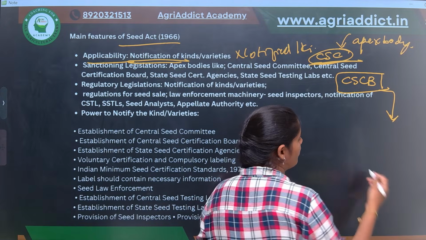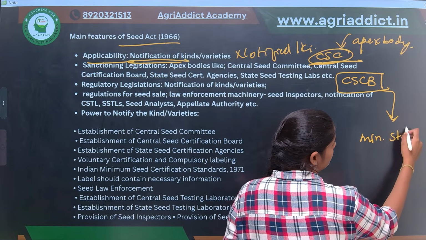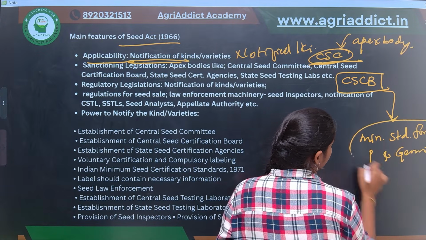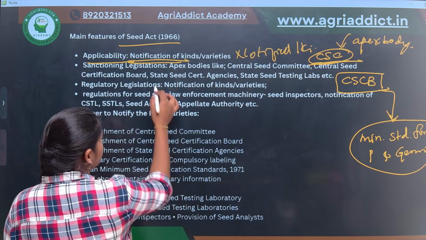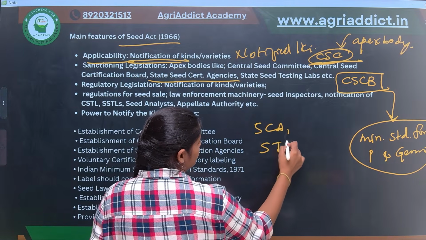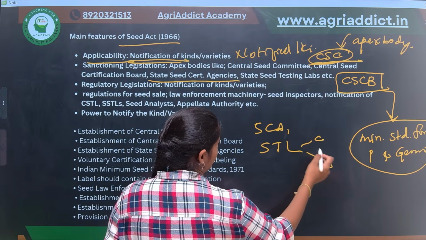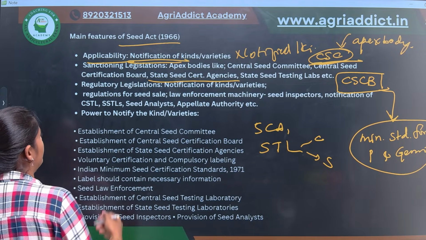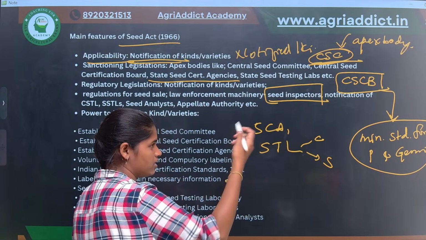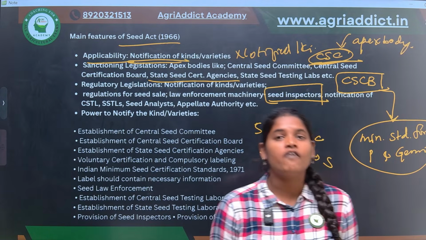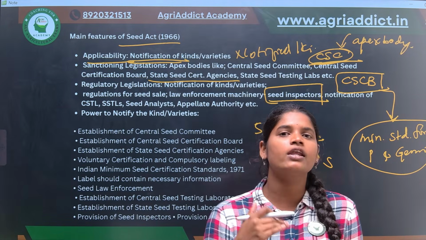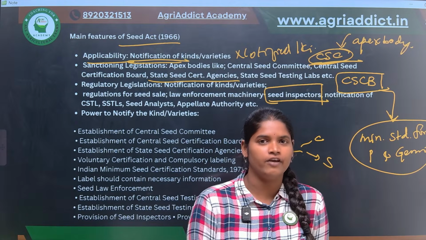This is a board which provides minimum standards for purity and germination. Remember this also: the Central Seed Certification Board, and in the same way state seed certification agencies and seed testing laboratories at central as well as state level. Then what are the regulatory legislations we have, like seed inspectors? We have sanctioning legislations, meaning those governing bodies who work at the central or state level in the office. But in actual practice, who will regulate it? Who is functioning at field level?